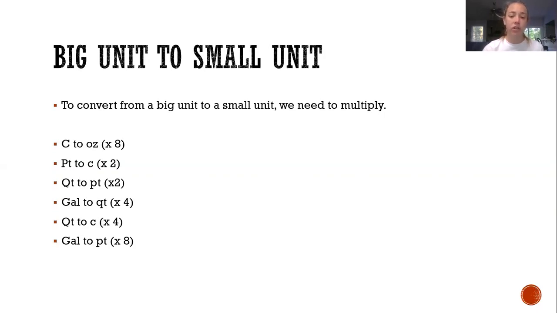Now here's where it gets a little tricky because these aren't on our normal list. If you are going from quart to cup, you need to multiply times 4 because there are 2 cups in a pint and 2 pints in a quart. 2 times 2 is 4, so I multiply times 4. And from gallon to pint, you multiply times 8 because there are 2 pints in a quart and 4 quarts in a gallon, so 2 times 4 is 8. I multiply times 8.